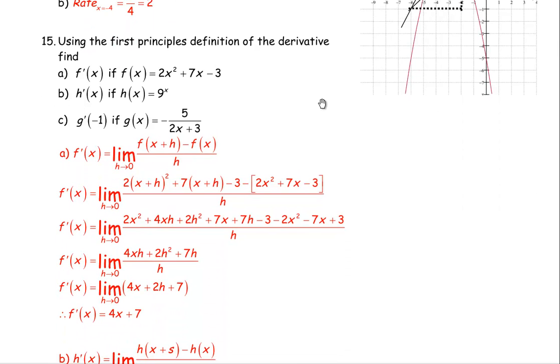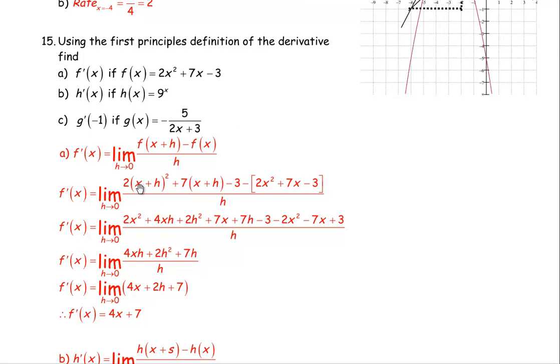For question number 15, we're asked to use the first principles definition of the derivative to find f prime of x for this function. So here's the definition of the derivative right here. And so we're using 2x squared plus 7x minus 3. So f of x plus h, we would put x plus h in place of x here and here. So it's 2 times x plus h squared plus 7 times the x plus h minus the 3. And then minus the f of x. This is the f of x here, of course.